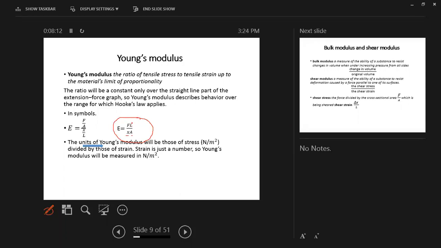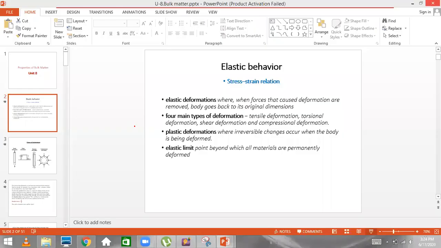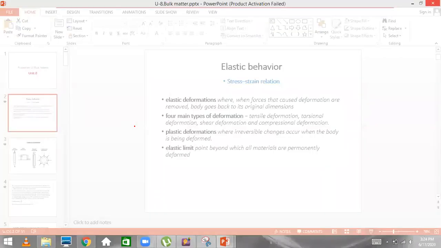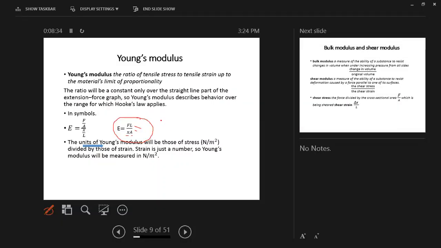As you see over here, the Young's modulus will have a unit of Newton per meter squared. How? The unit of force is Newton, unit of length is meter, unit of extension is meter, and unit of area is meter squared. So let's do it like Newton times meter over meter times area. As you see, the meters are going to simplify themselves, so you're going to have the unit of Newton per meter squared. Okay, so this is Young's modulus.